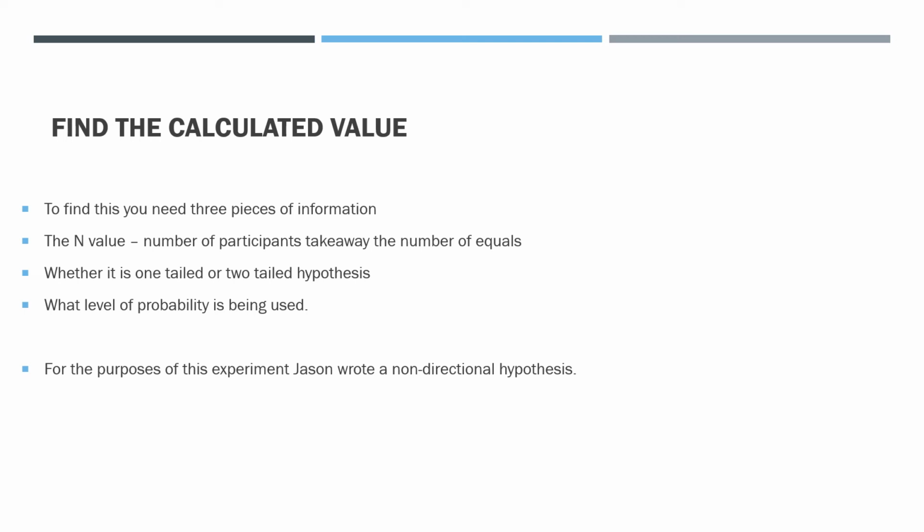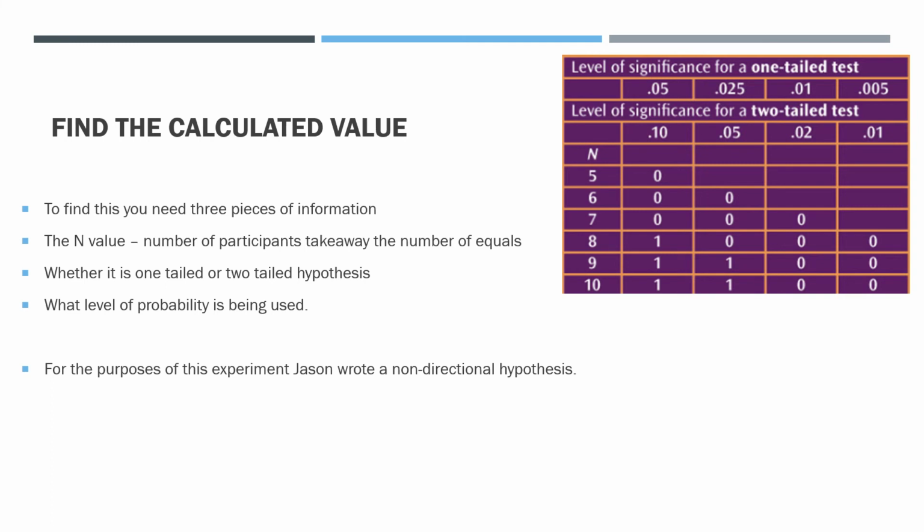For the purposes of this experiment, Jason wrote a non-directional hypothesis. So can you decide if that's one-tailed or two-tailed? And there hasn't been a comment made about the level of probability. So what level of probability should you use? So there is your critical values table. Can you pause the video and work out what your critical value would be? So I'm hoping we all got 0.